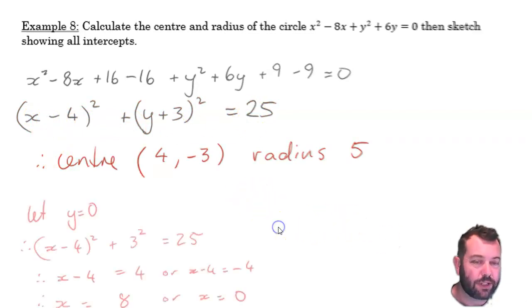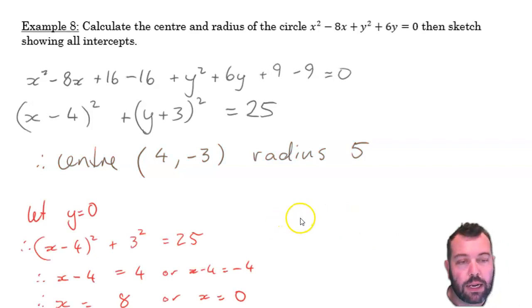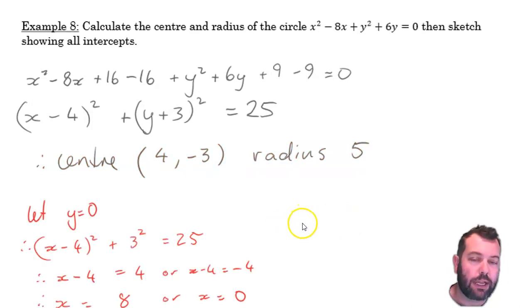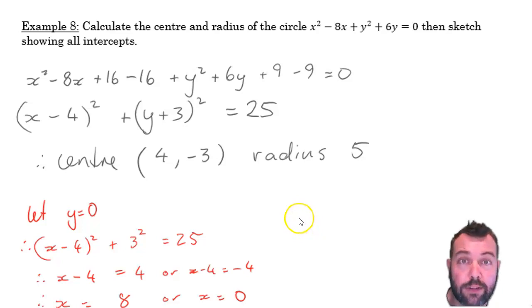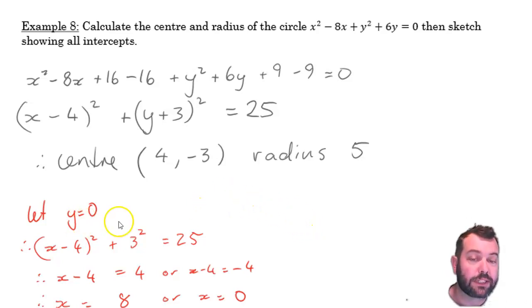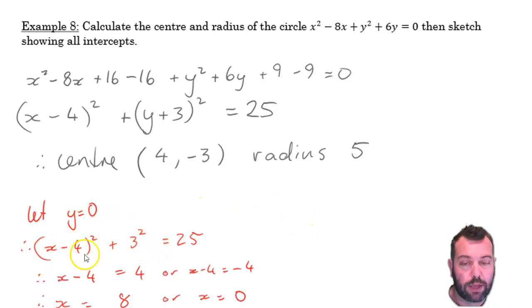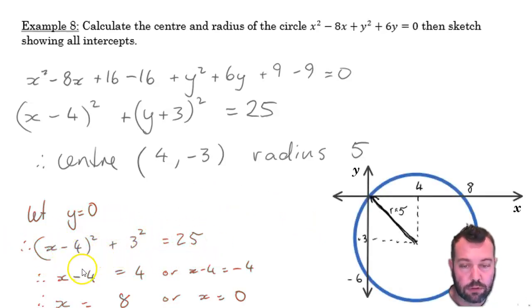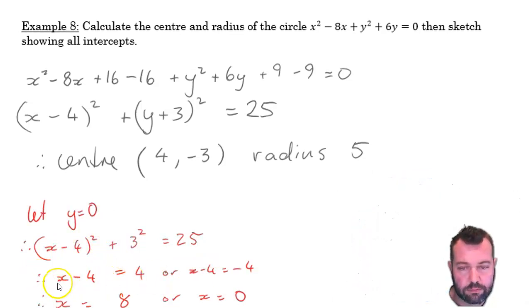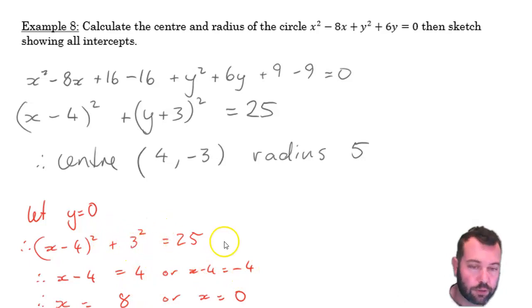I need to sketch this now. Let's begin perhaps by letting y equals 0 to find the x-intercepts. If I substitute y equals 0 in there, I end up with this expression. When I solve that, I've skipped a step, let's just go back a moment. I took 9 away from both sides, and I got 16. When I solve that, I get x minus 4 equals 4, or x minus 4 equals negative 4. That means that x is either 8 or 0.